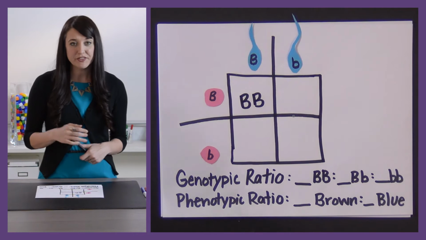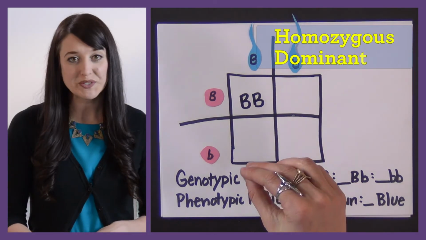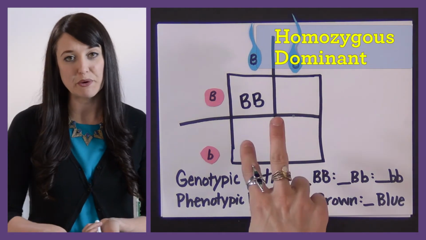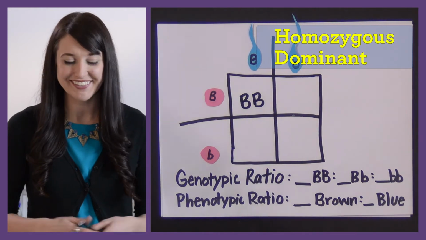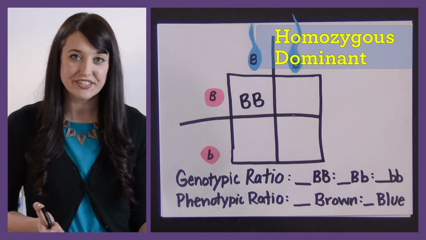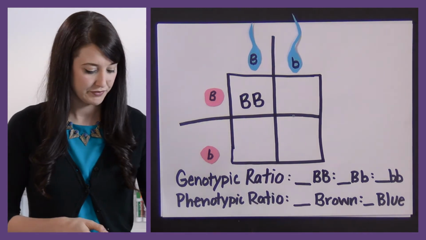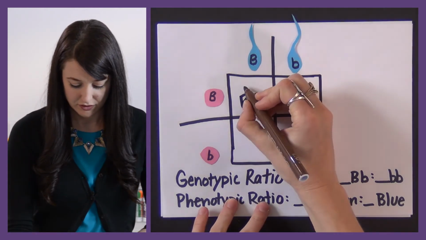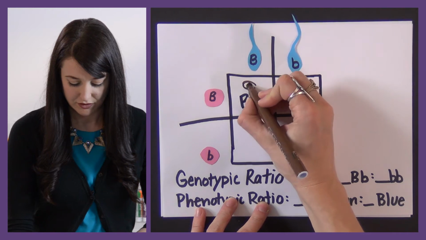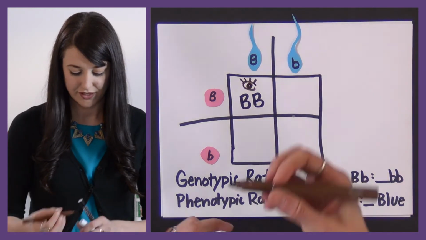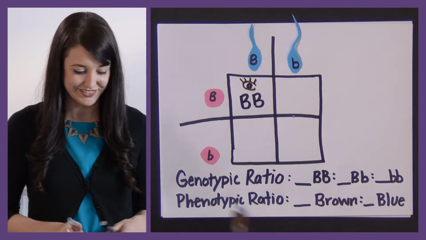The genotype for this offspring is homozygous dominant because both alleles are dominant. The eye color for this allele, the phenotype, is going to be brown. You get to see my great drawing skills.